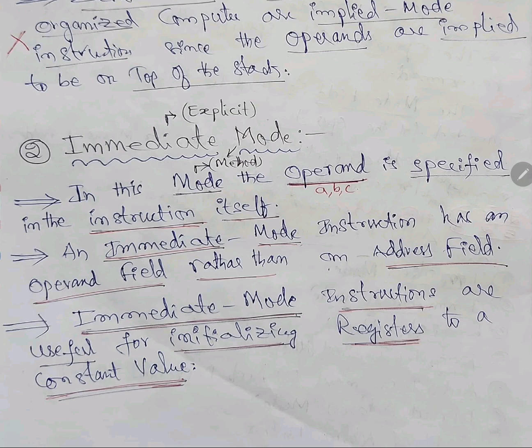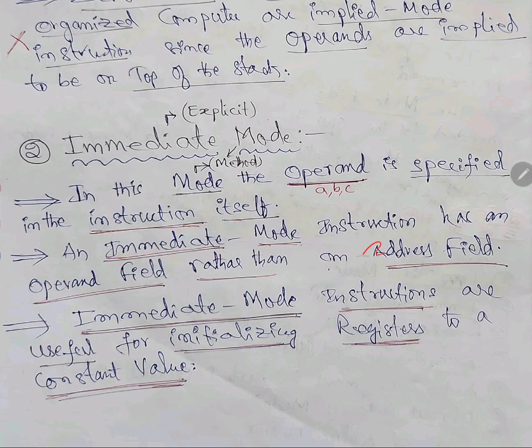Externally we need to give some information to fetch the data. Here in this mode, the operand is specified in the instruction itself. For example, operands means A, B, C, some values, variables. We will fetch the variables. In that variable, some data will be there, and we will do some operations in the addressing mode. Addressing modes, address of the variable.